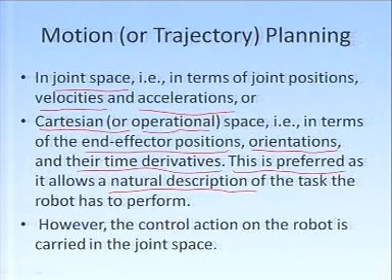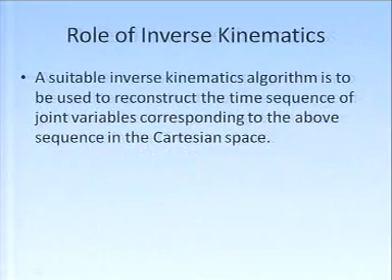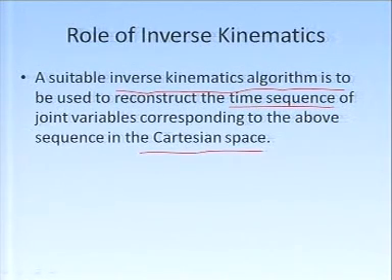The control action on the robot is carried in the joint space. So, we need information in terms of joint space. Here inverse kinematics plays a very important role, because we human beings understand better in Cartesian space, but the robot understands better in joint space. So, a suitable inverse kinematic algorithm is to be used to reconstruct the time sequence of the joint variables corresponding to the sequence of the Cartesian space.